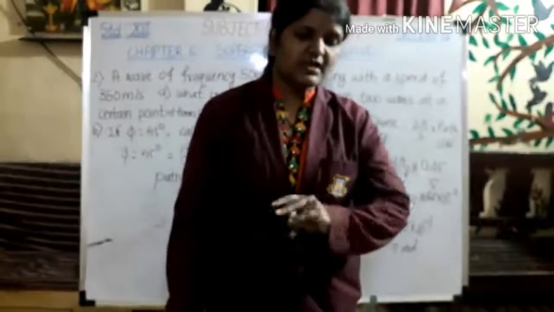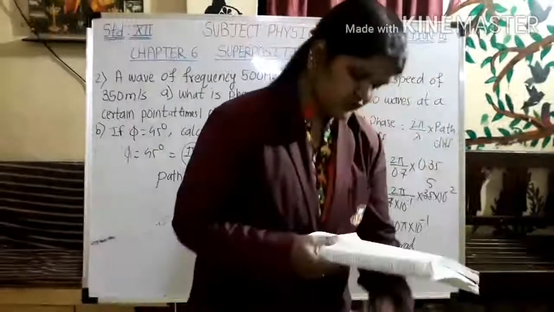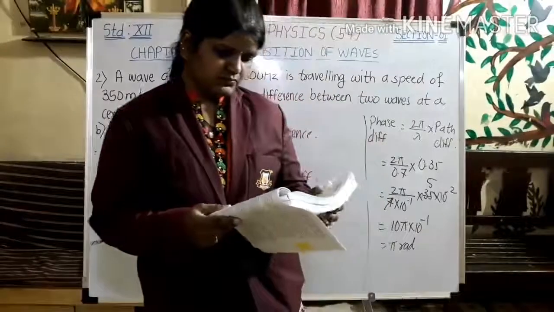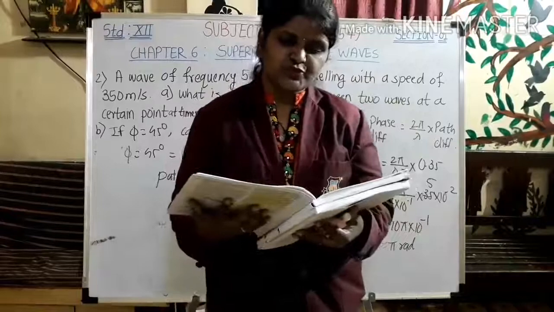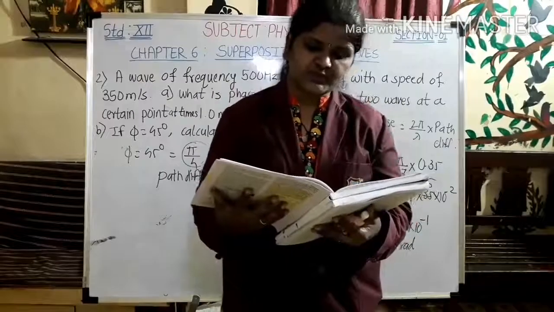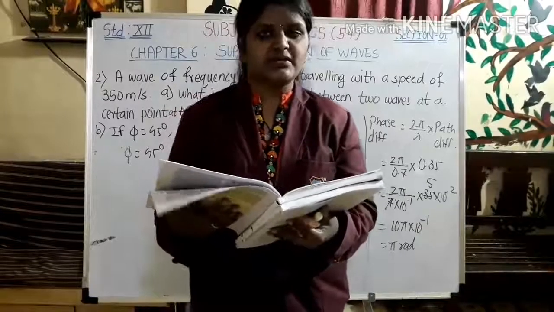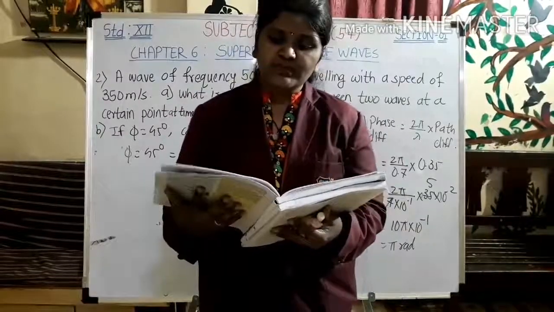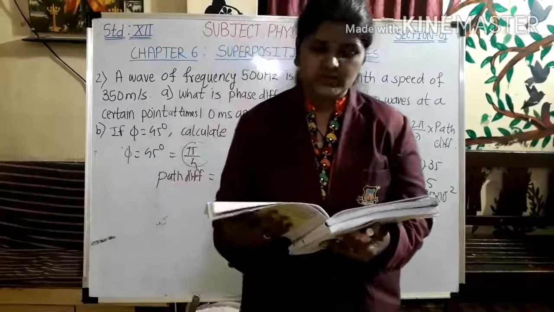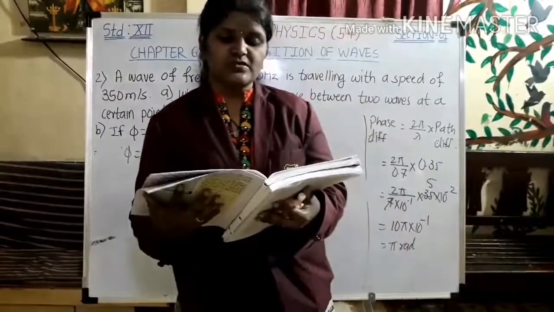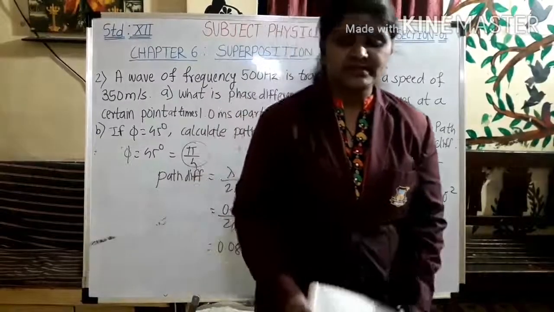If you have any query regarding such kind of numericals, do ask me. There is one another numerical in which they have asked, I will just show you. Two sources of sound are separated by a distance of 4 meter. They both emit sound with the same amplitude and frequency, 330 Hz. They are 180 degrees out of phase. At what points between the two sources will the intensity be maximum?